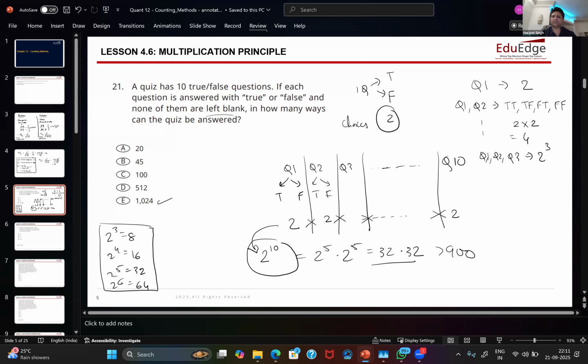So since 10 is a large number, you can't enumerate like this. And hence we need to apply some generic method here, which is the basic counting principle. So every place can be filled up in how many ways, and that's going to be important.